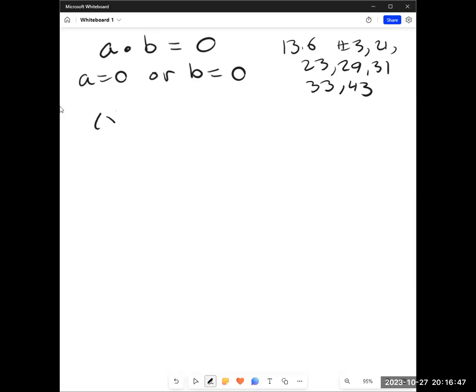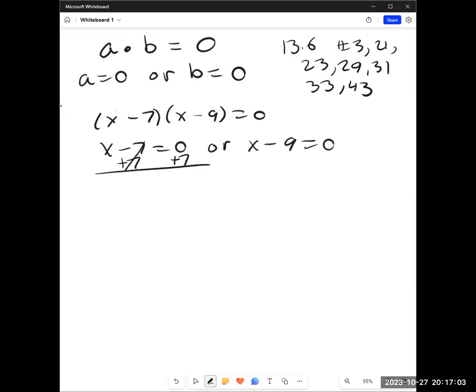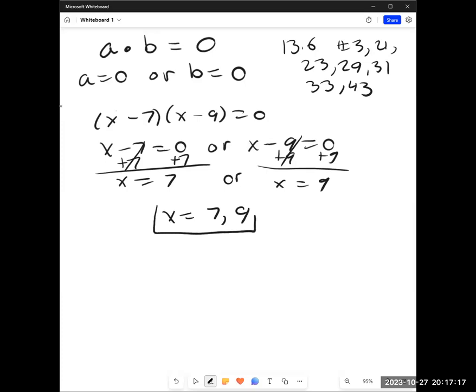So our first example is x minus 7 times x minus 9 equals 0. We're going to use this zero factor property and say x minus 7 equals 0 or x minus 9 equals 0, and solve these equations. Say x equals 7 or x equals 9. Here's our answer.